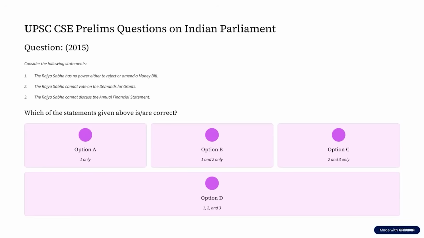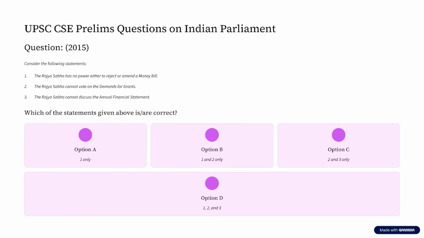Now, what are the special powers of Lok Sabha? The special power of Lok Sabha is that, number one, a money bill can be introduced only in Lok Sabha, and Rajya Sabha does not have the power to introduce a money bill. Rajya Sabha does not have any role to play apart from discussing this money bill for a maximum of 14 days.